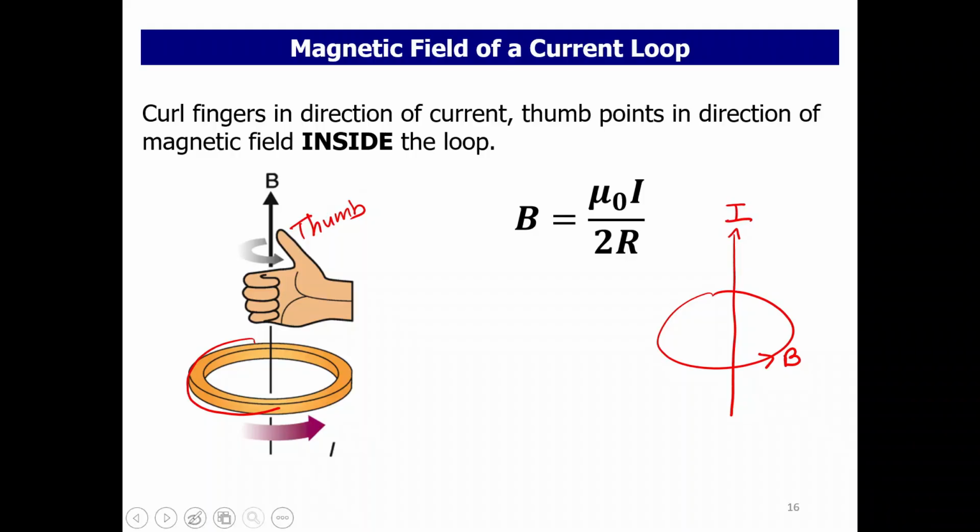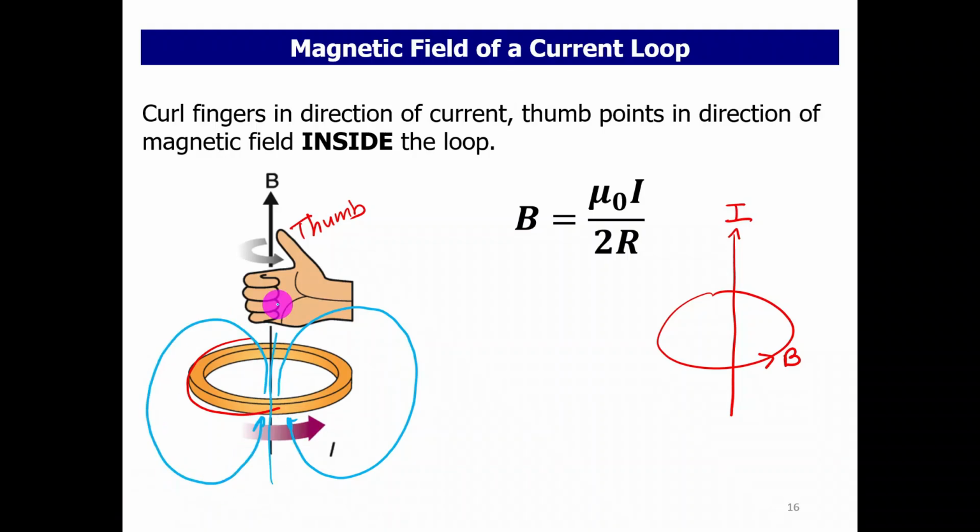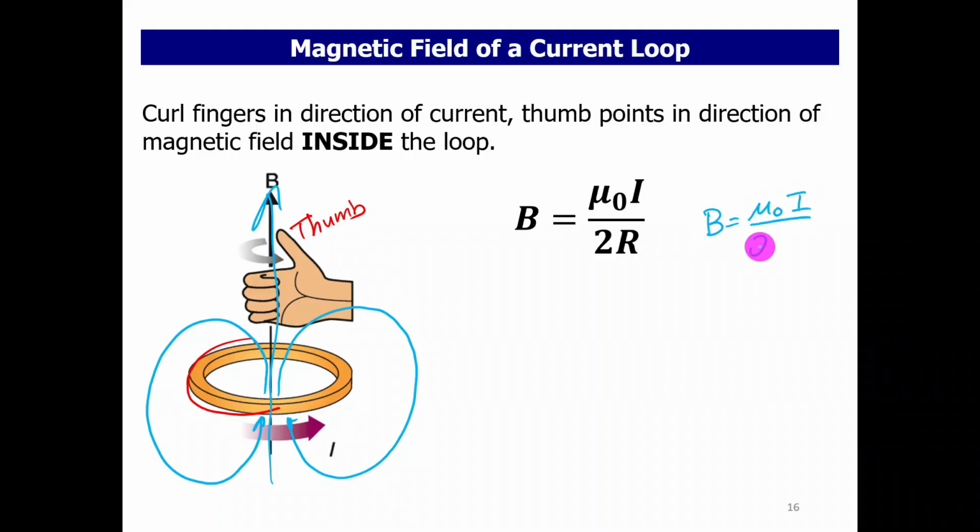Now we know that field is then going to curve out and around, but inside the loop, we can curl our fingers around the current, and then our thumb points towards the top. Now, this has a very similar equation to a long straight wire. The long straight wire was B equals mu naught I over 2 pi r. You could use the Biot-Savart law to derive this with calculus. We don't have that, so we just know our formula.